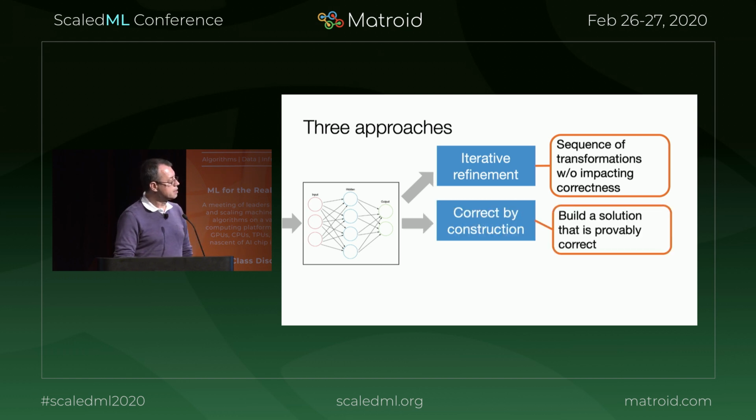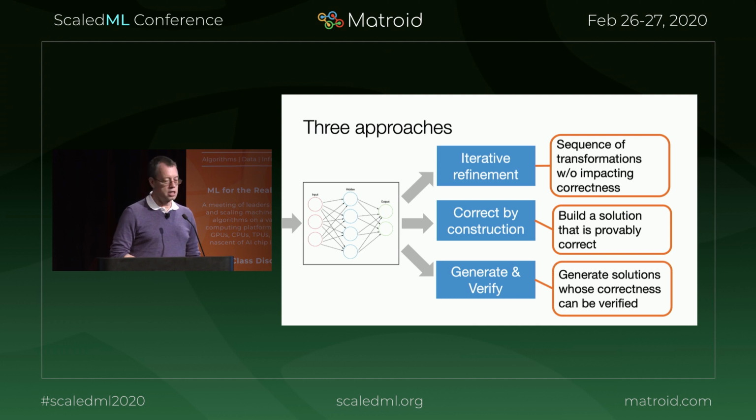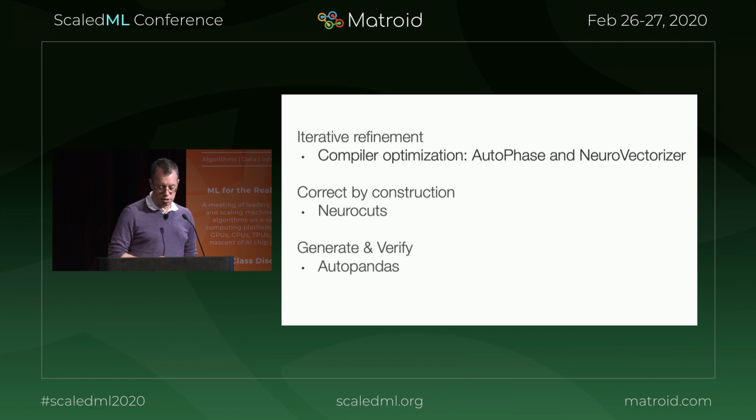The second one is correct by construction. There are cases in which you can guarantee that the solution you are going to build using AI is actually correct. And the last one is generate and verify. Basically, this uses machine learning to generate a bunch of solutions, but then you have the ability to verify whether the solutions are correct or not, at least to convince yourself about the correctness. So the first category is mostly, like I mentioned, about optimization. The second two are about synthesizing. And during this talk, I'm going to give a few examples for each of these approaches.